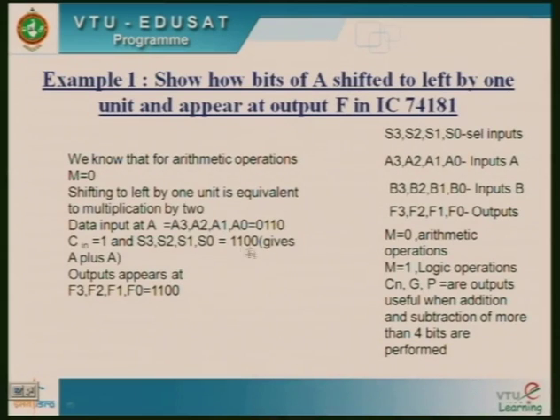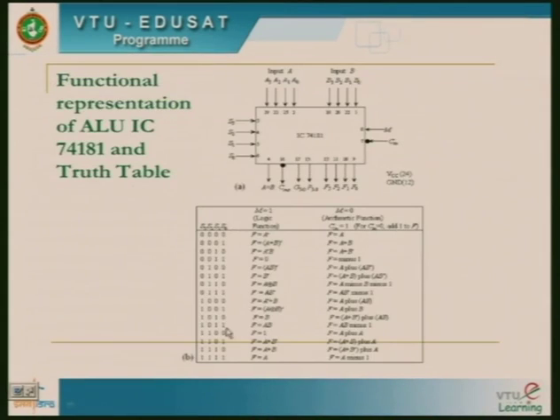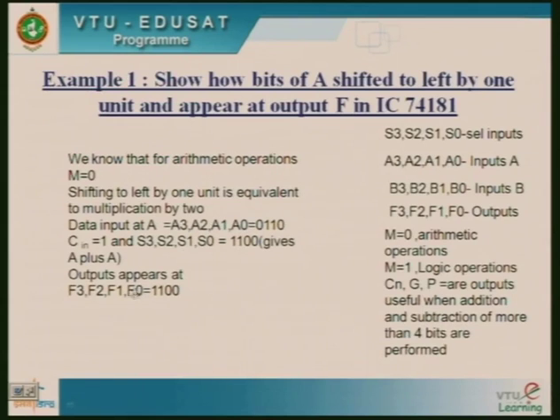So, 1, 1, 0, 0. If you go to the previous table, 1, 1, 0, 0, under arithmetic function, you will have output as A plus A. It gives the operation A plus A, your output should appear. So, what exactly am I doing? I am doing shift operations here. If my input is 0, 1, 1, 0, it will be shifted left here. So, the bits will be shifted after giving this. So, this is one example.